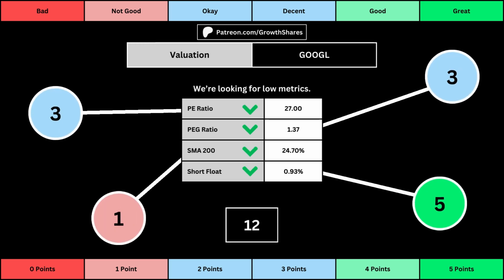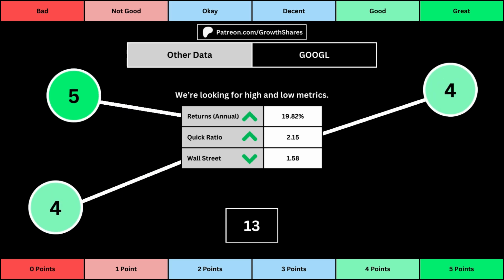This third set of metrics deals with the valuation of the company's stock based on its business. Think of the PE ratio as a measure of speculation around the stock. We want it low. The PEG ratio adds earnings growth to the PE ratio. Then, the 200-day simple moving average is the average stock price over that period. We want that low because it means we have a cheaper stock price. And then, short float is basically how bearish other investors think of the stock. For these 4 metrics, we want the values to be as low as possible. That will give us a higher point total within the bubbles.